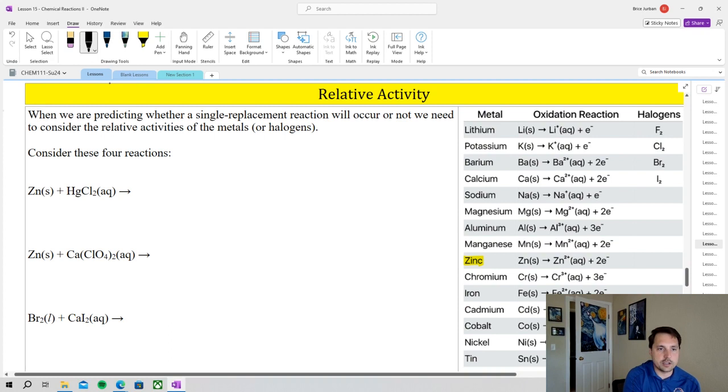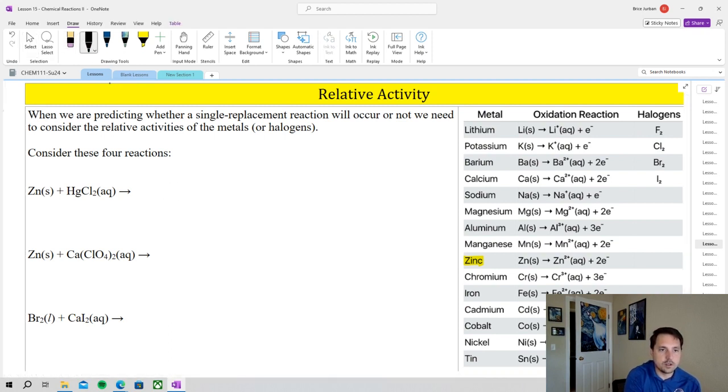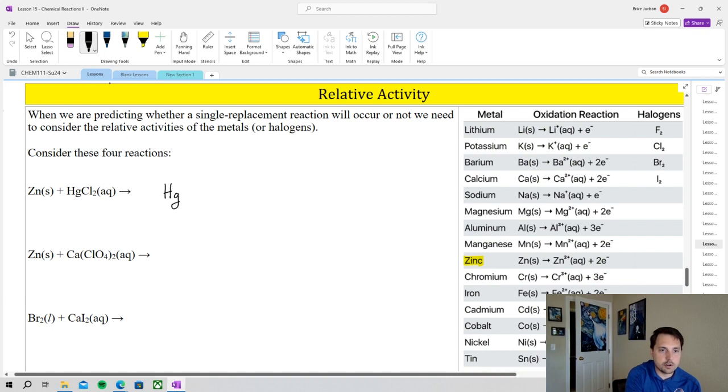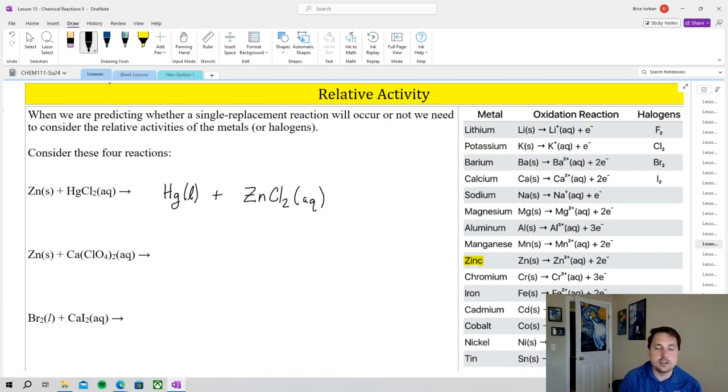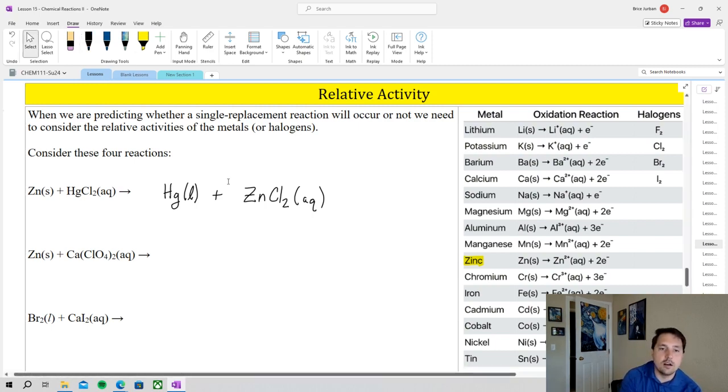So we end up getting a reaction that occurs, and we'll write mercury. That's going to be a liquid. Mercury is always a liquid at room temperature. And then we'll get zinc chloride. And zinc chloride, I guess we don't know whether it's aqueous or not just from looking at it.